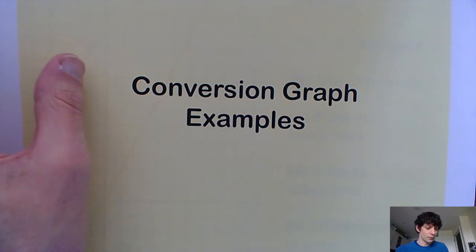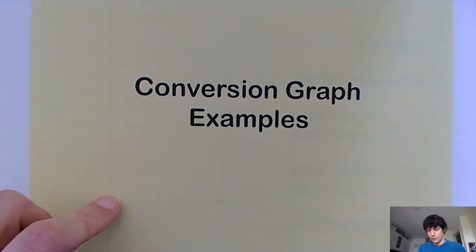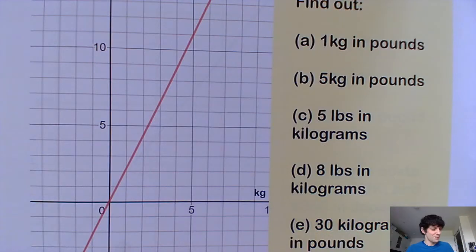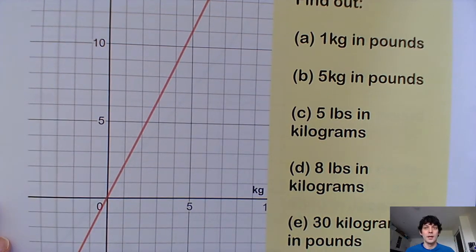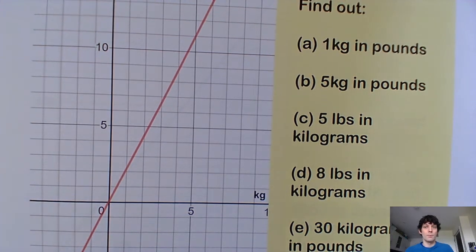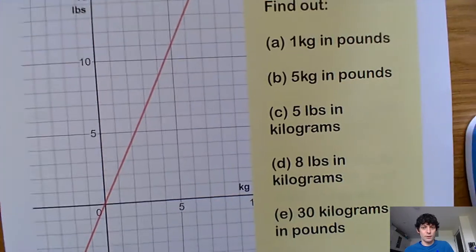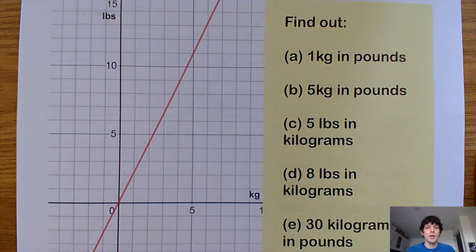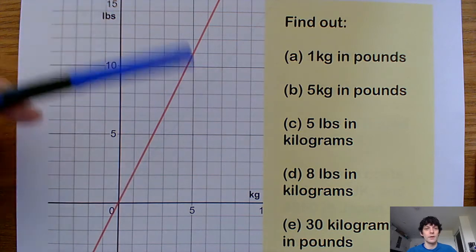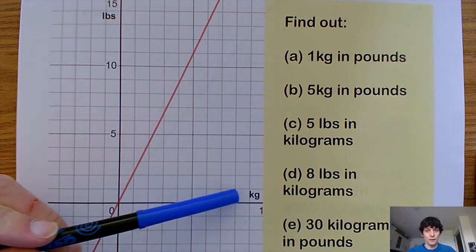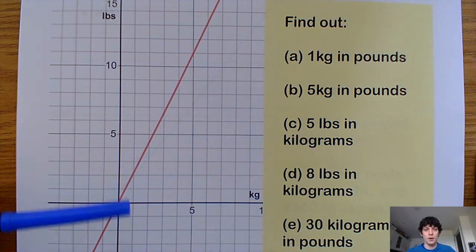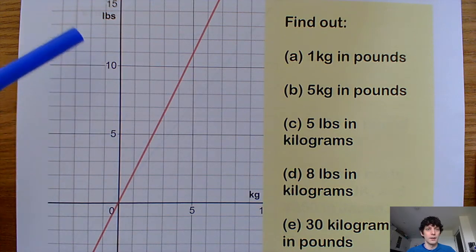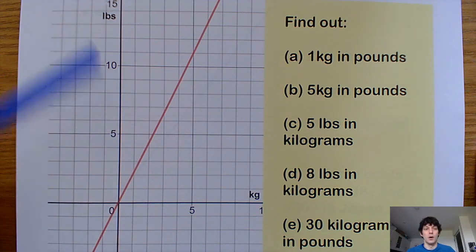Okay, the example that we're going to start off with is converting between kilograms and pounds. Let me just pull that out a bit so we can see the page a little bit better. There we go. So we can see we've got a graph here that I've put on this page, and on the x-axis we've got kilograms marked, and on the y-axis we've got pounds marked.